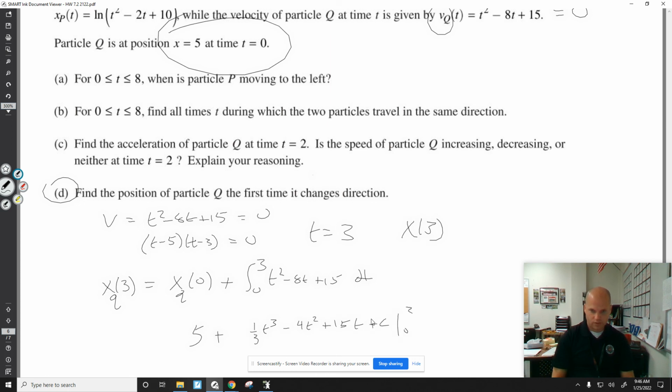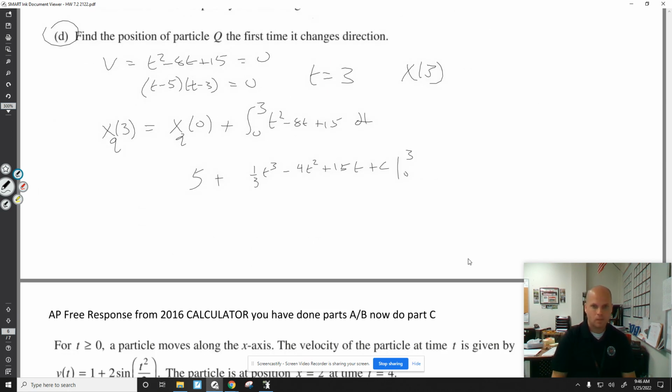I'm including the plus C this time. I'm not forgetting about it. Know that the C won't matter. 27 divided by 3 is 9. 9 times 4 is 36. 15 times 3 is 45. Don't worry about the plus C. It's going to go away. You'll subtract 0. Leave your answer like this. It's a free response question.